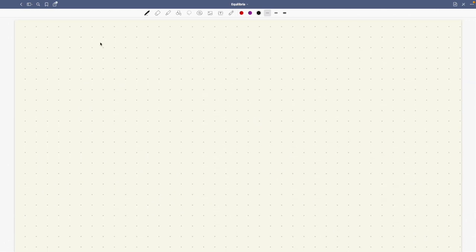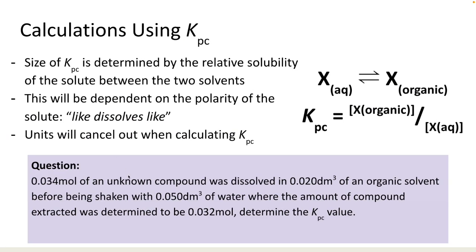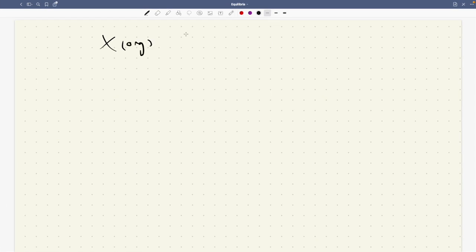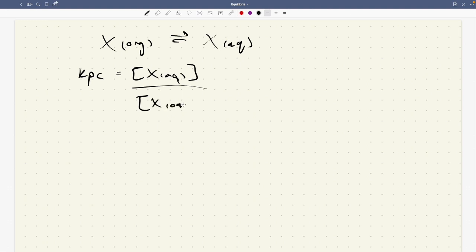So the first thing we've got to do is write an equilibrium equation. So we have X, we're starting in our organic solvent. Last time we were starting in the aqueous and we're shaking with organic. This time we're starting in an organic solvent and we're shaking with an aqueous solvent. So our KPC, our partition coefficient expression, is going to reflect the process that we've done. We've got the concentration of the aqueous as the products over the concentration of the organic as the reactants.